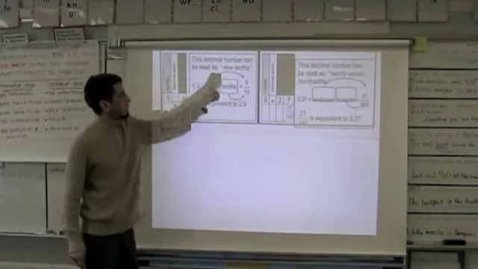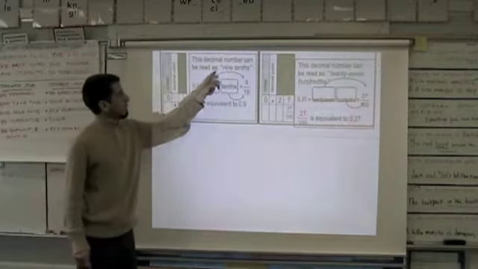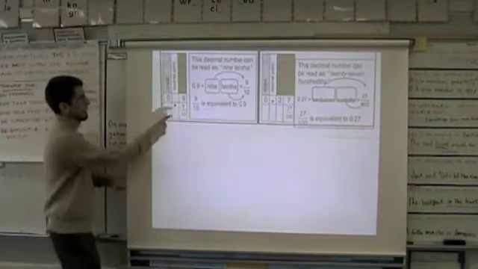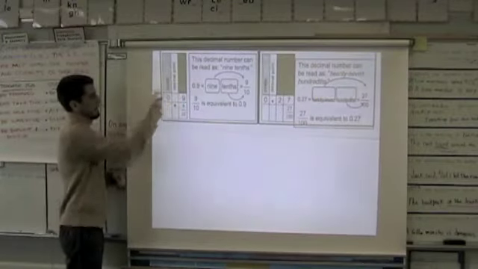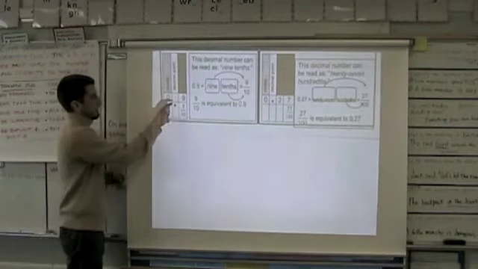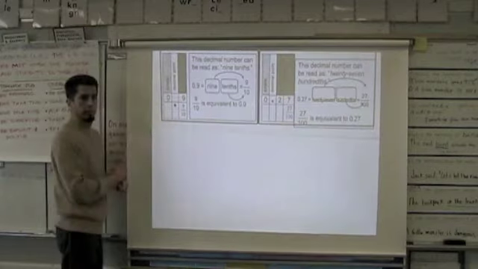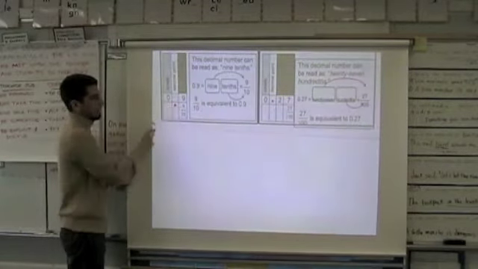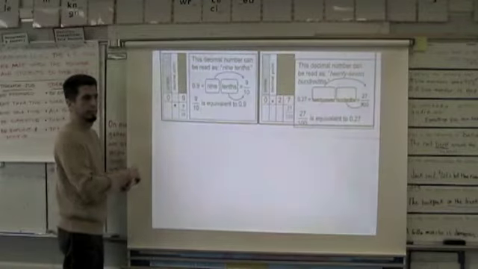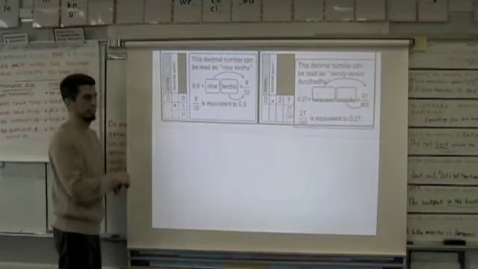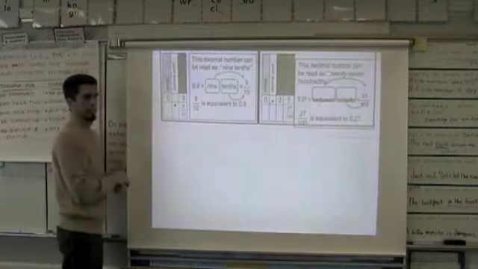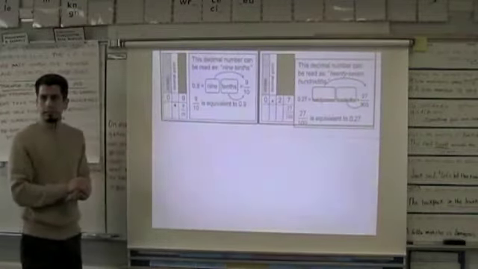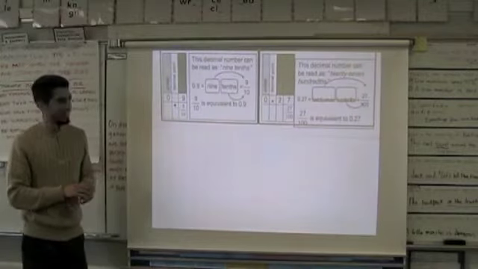Repeat after me, please. This decimal number can be read as 9 tenths. The 9 is in the tenths place. 0.9 is 9 tenths. The fraction 9 over 10 is 9 tenths. 0.9 is equivalent to 9 tenths. Very well done.